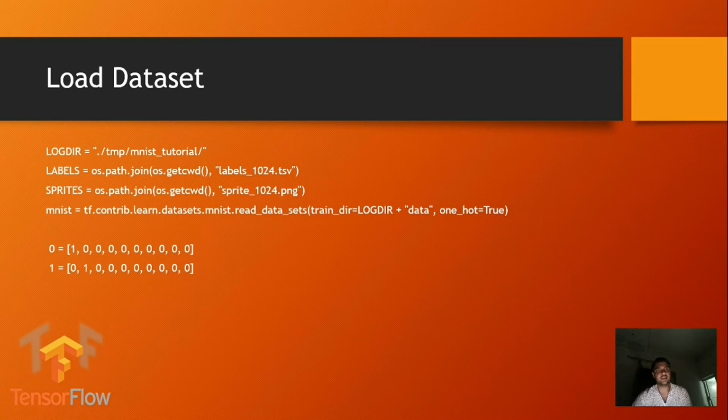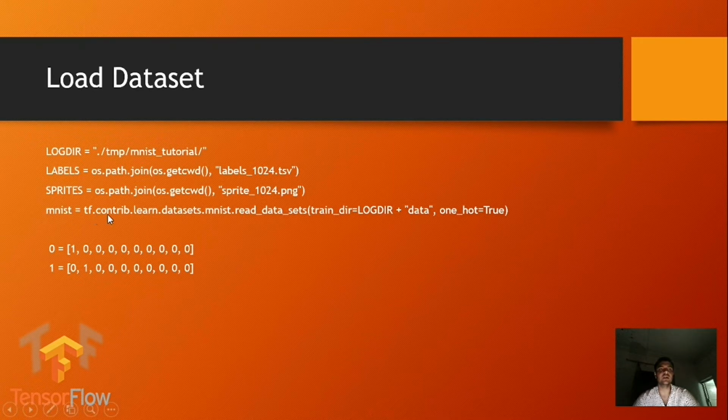Labels and sprites are files. Sprites is just an image which has all the test images. It has random images of handwritten digits, a total of 1024 handwritten digits. And labels are the labels of all those 1024 images. It's essentially just one image, and all those 1024 digits are collated into one image.